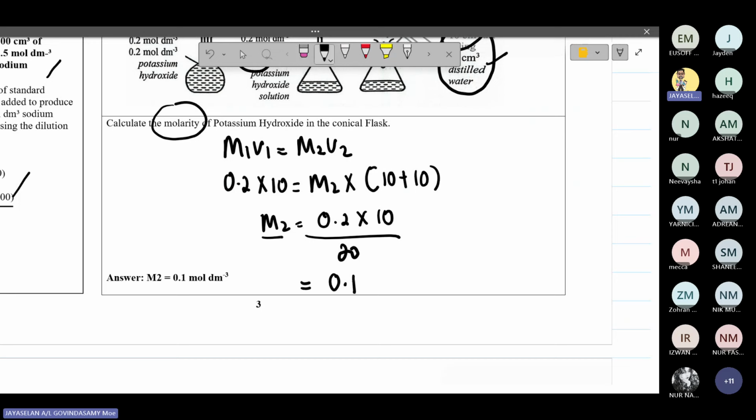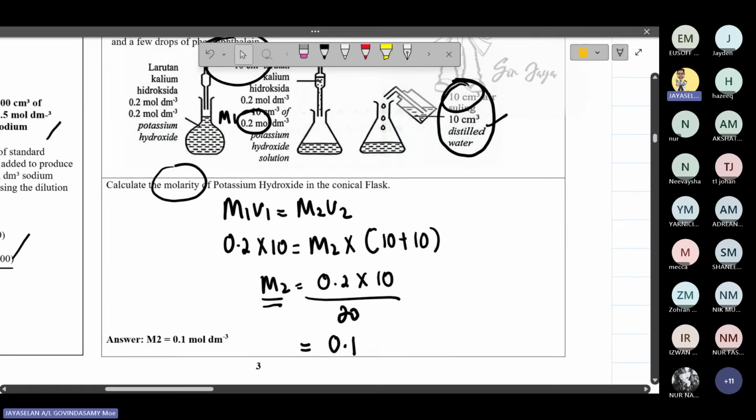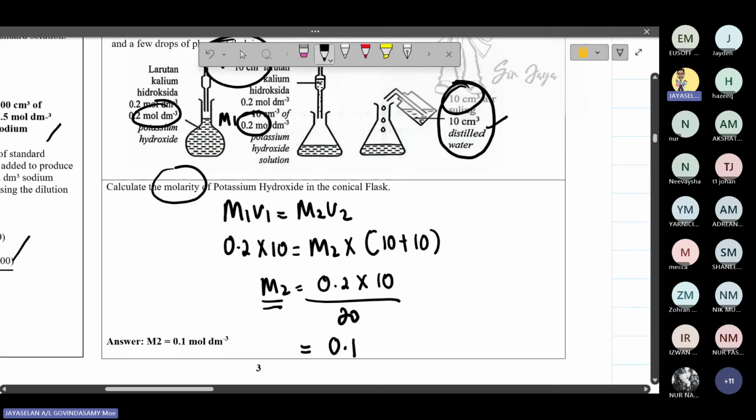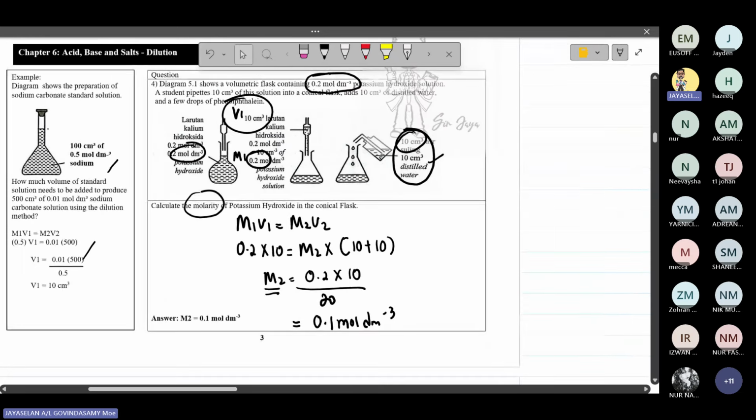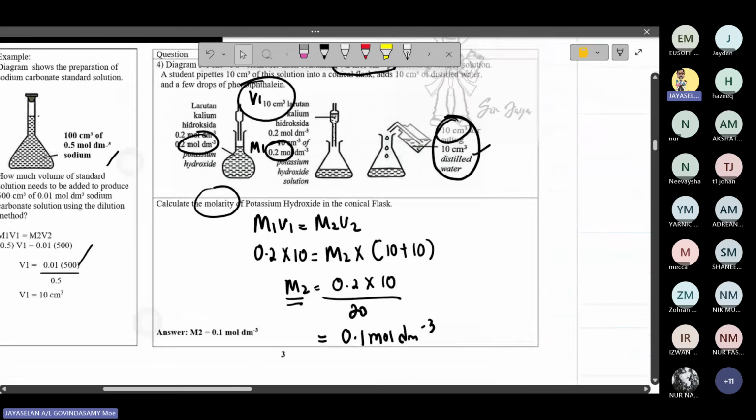Any question? Okay, so you guys will get what? 0.1. What is the unit for molarity? Tak tahu, tengok sini. Ini molarity unit. So ambil, letak mole dm⁻³. You take your 2 marks. Any question? No question. Okay, copy down.